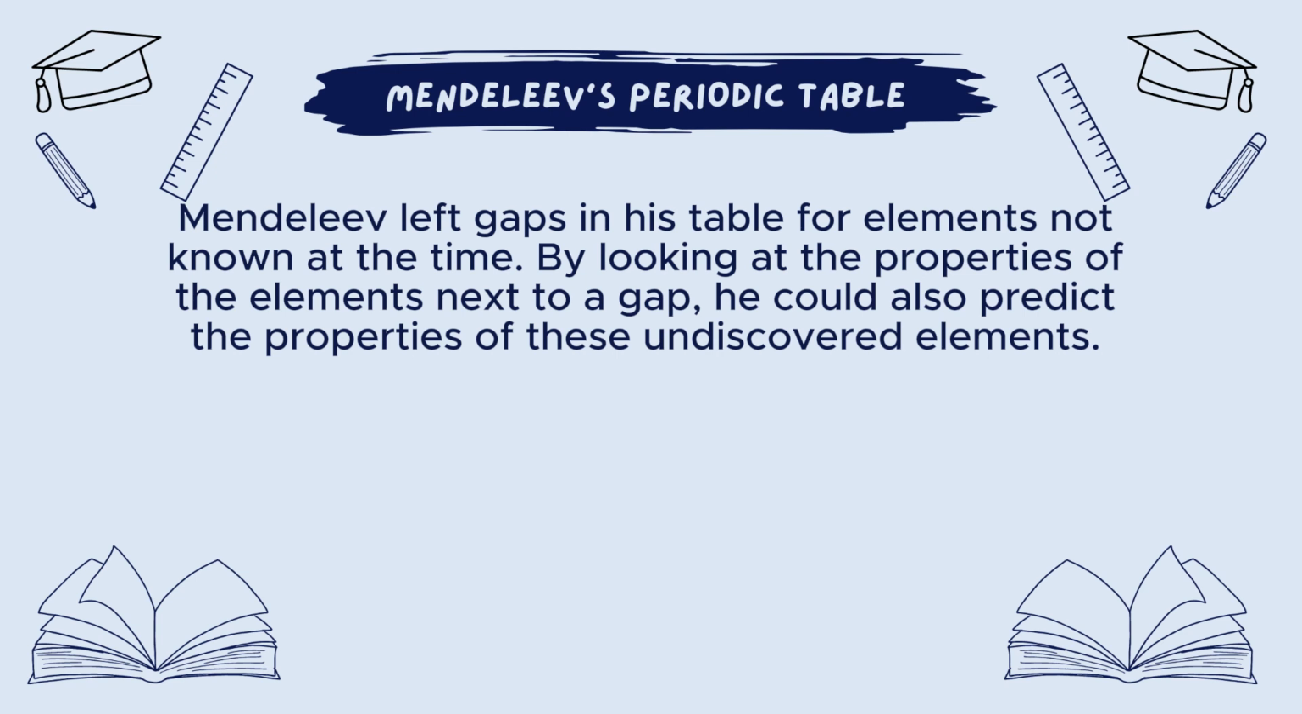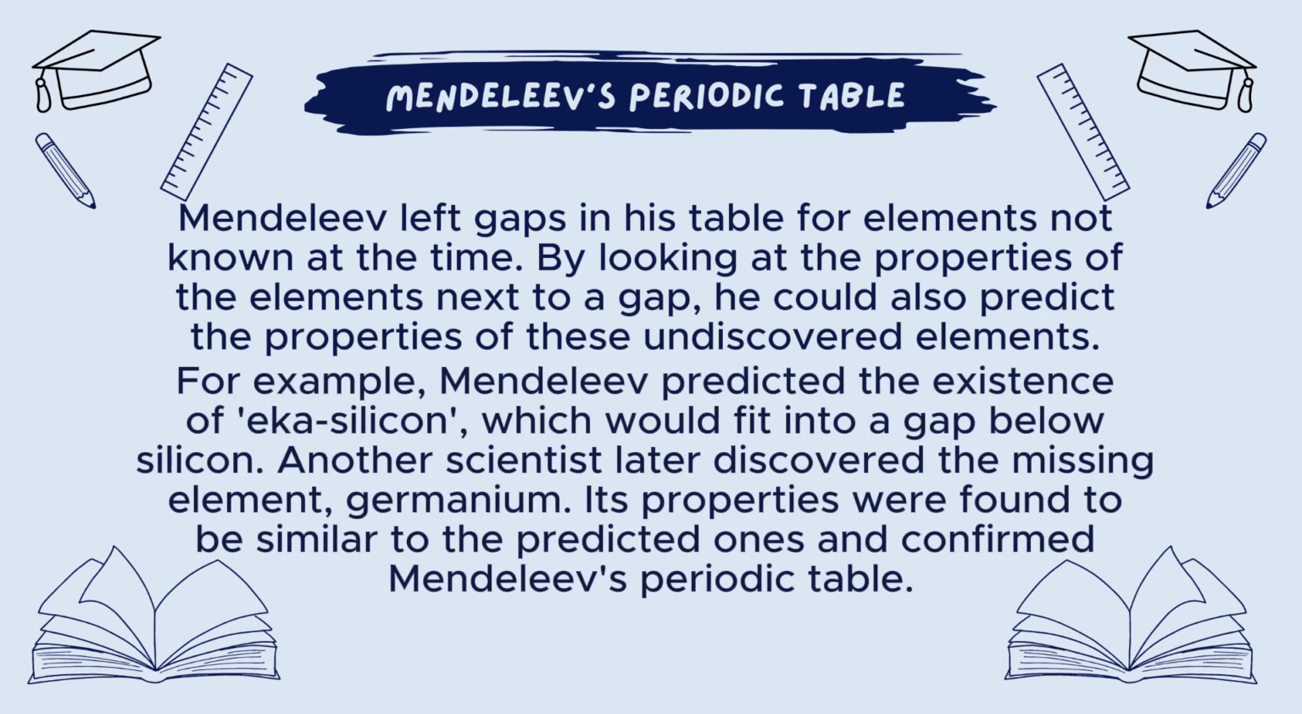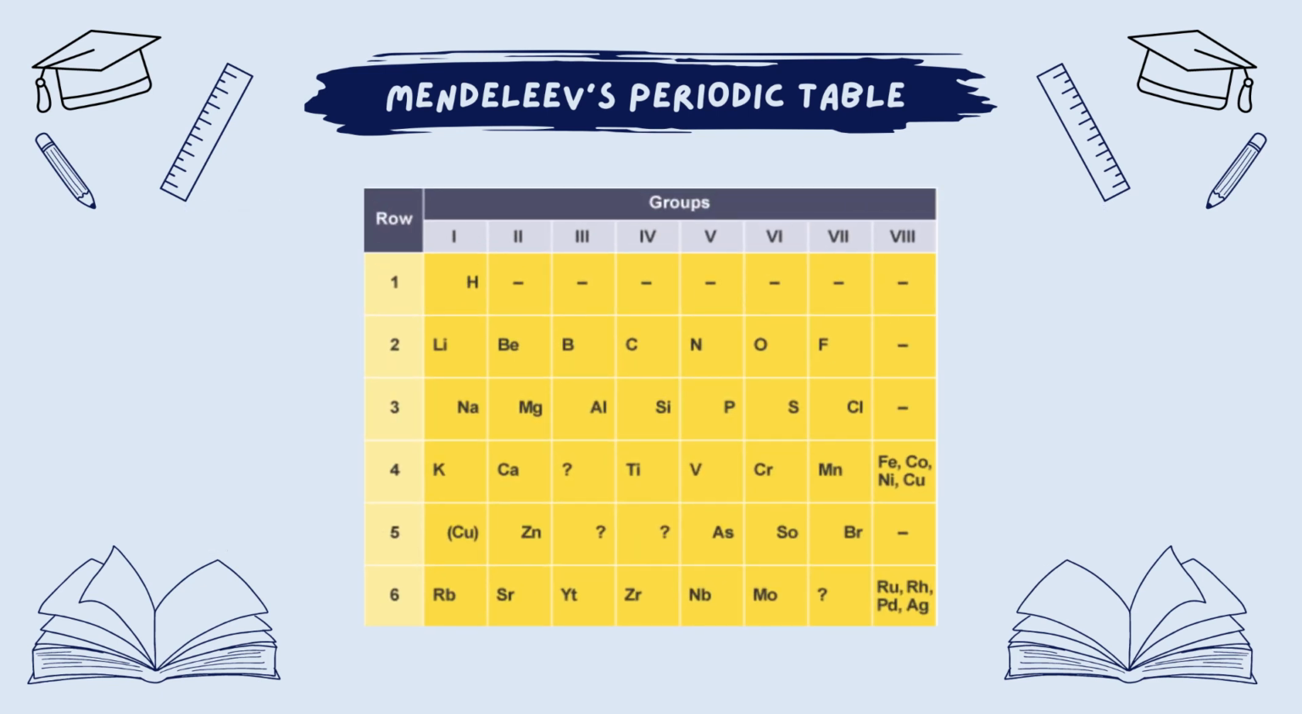Mendeleev left gaps in his table for elements not known at the time. By looking at the properties of the elements next to a gap, he could also predict the properties of these undiscovered elements. For example, Mendeleev predicted the existence of eka-silicon, which would fit into a gap below silicon. Another scientist later discovered the missing element germanium. Its properties were found to be similar to the predicted ones and confirmed Mendeleev's periodic table. On the screen is an example of Mendeleev's periodic table.